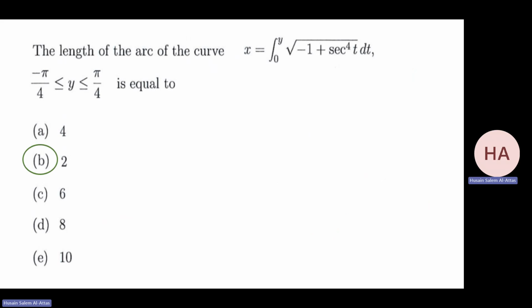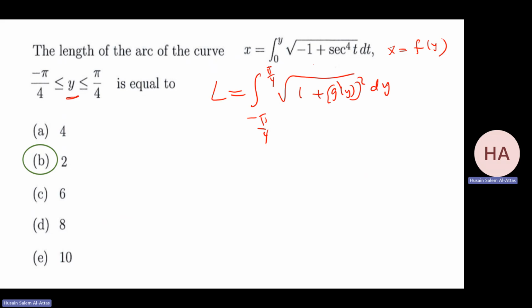Very clear. The length of the arc of the curve, this curve, x function of y. This is function of y, x equal function of y. And they have the y values. So L will be minus pi over 4 to pi over 4 square root 1 plus g prime of y squared dy. Okay, now this one. What is g prime of y?